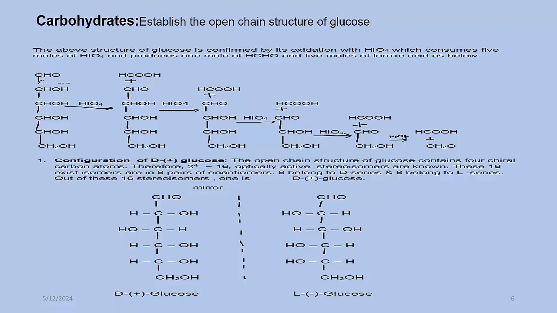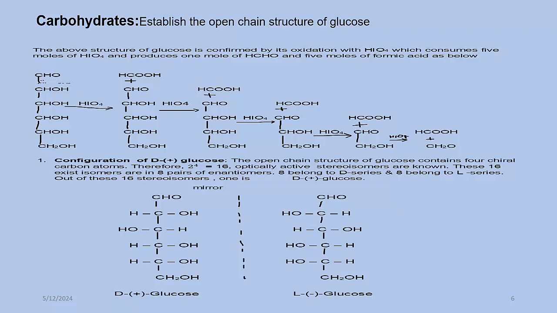Configuration of D plus glucose. Here we are considering D plus glucose. It means the D plus, these two symbols represent the stereoisomeric structure of glucose. The open chain structure of glucose contains 4 chiral carbon atoms.